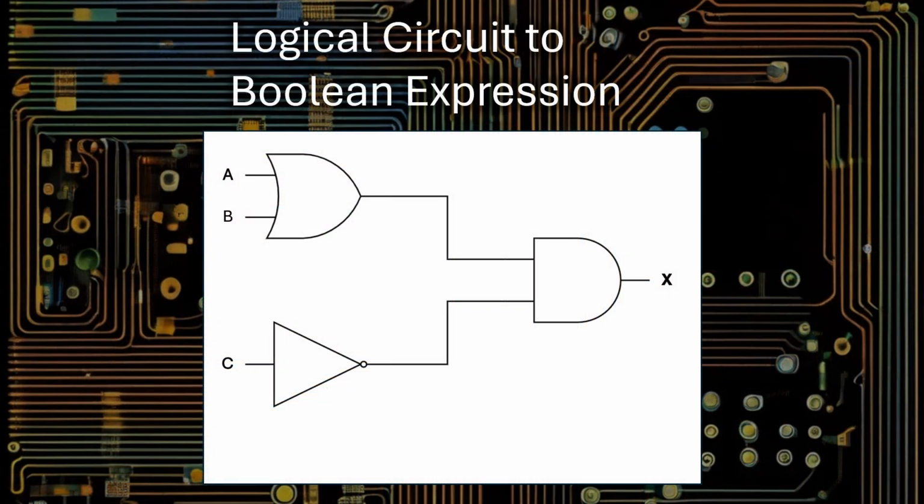To derive the Boolean expression from a logic circuit, we find the output of each gate. For our first gate, we have an output of A OR B. The second gate is a NOT gate and will result in an output of NOT C. Finally, these outputs are fed into the final AND gate, resulting in the combined Boolean expression X equals (A OR B) AND NOT C.